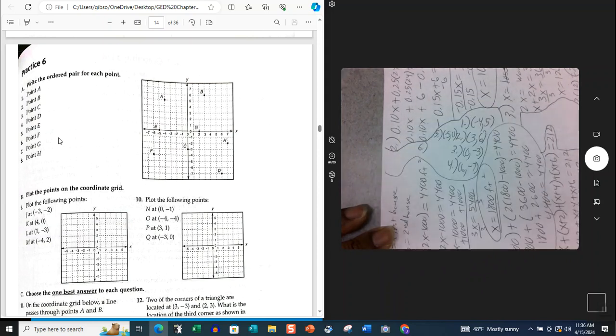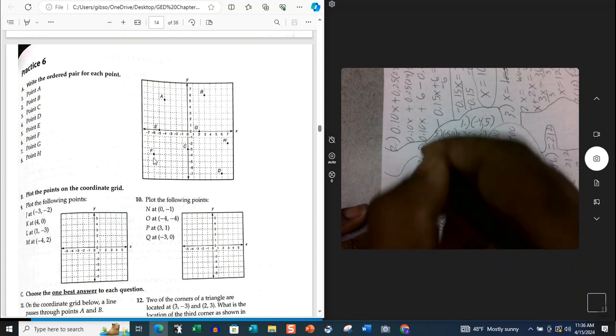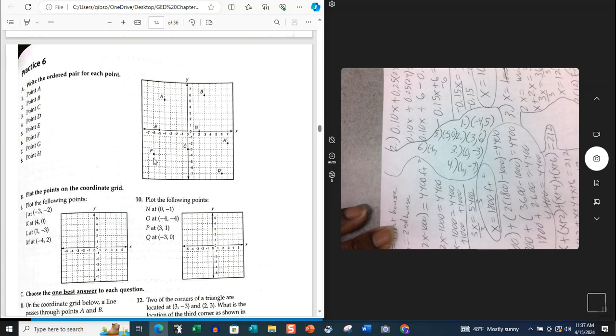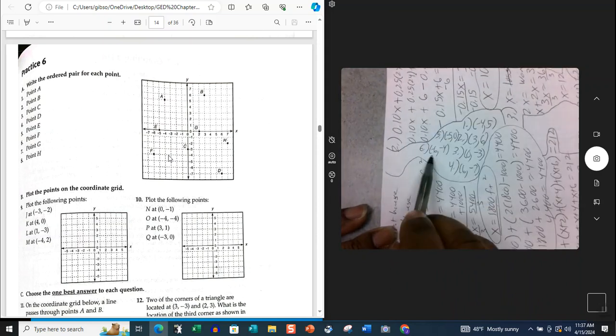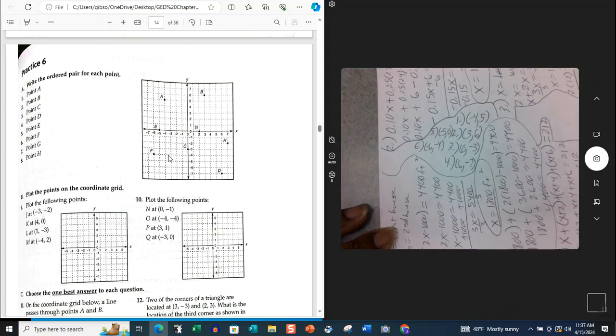So now we go to problem number 6, point F. We go here to point F. If you notice, your x is -6. And then your y coordinate is -4. So your ordered pair is -6, -4. So if you go here to the origin, you go 6 to the left, 1, 2, 3, 4, 5, 6, and then you go down 4, 1, 2, 3, 4.